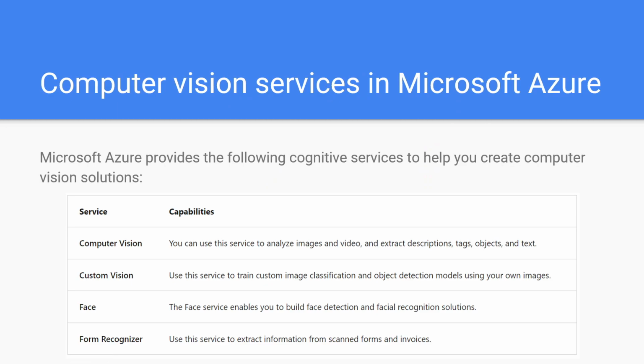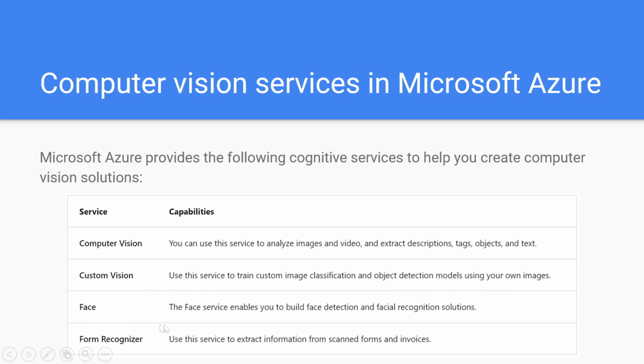Computer vision services in Microsoft Azure. Microsoft Azure provides the following cognitive services to help you create computer vision solutions. The service is computer vision. You can use this service to analyze images and videos and extract descriptions, tags, objects, and text. This is called computer vision. We have another service called custom vision. This service is used to train custom image classification and object detection models using your own images.